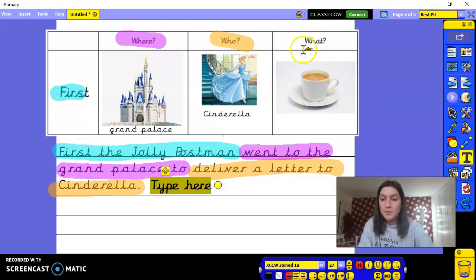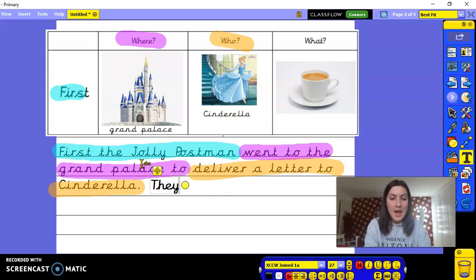So I can see I put a cup of tea in the end part. So I'm going to read it back again. First, the Jolly Postman went to the Grand Palace to deliver a letter to Cinderella. So I think I'm then going to say, they had a hot cup of tea. They is one of our camera words, and I know it must have a what at the beginning as it's the start of a sentence.